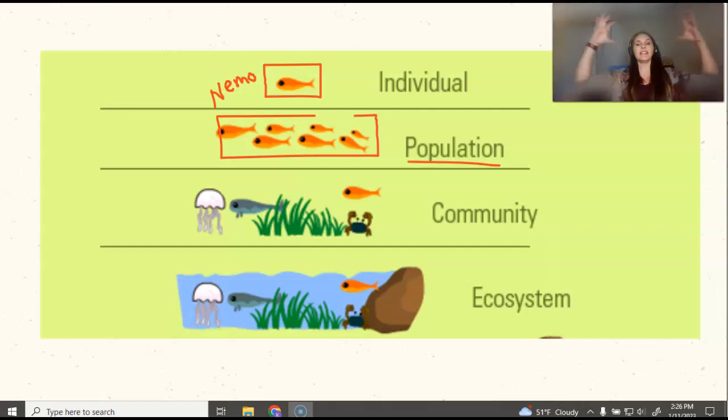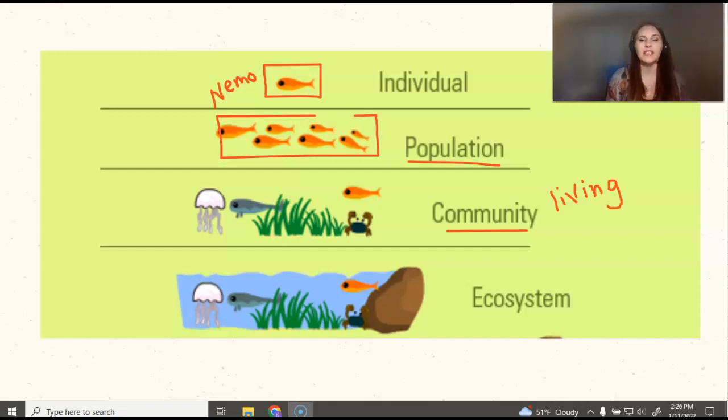Then we go up to the next bigger, broader category of community. Community is all the living things. So everything that is alive inside an ecosystem is the community. So the community is living things interacting together. The plants, the animals, the bacteria, all of that kind of stuff.